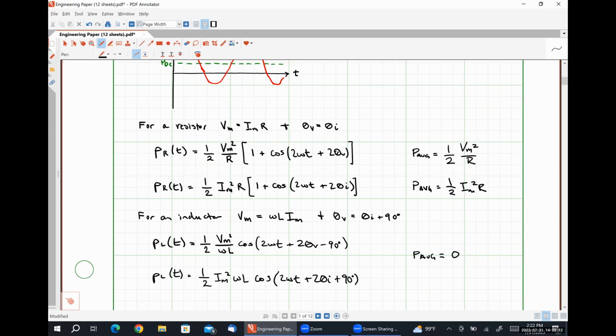No, so theta V is equal to theta I plus 90 degrees, right? Which means that theta I is equal to theta V minus 90 degrees. So when I add this plus another theta V, it comes out to twice theta V minus 90. Got it, thank you.